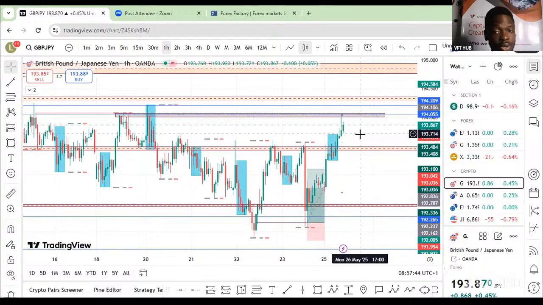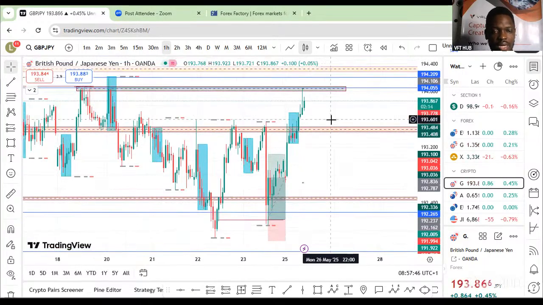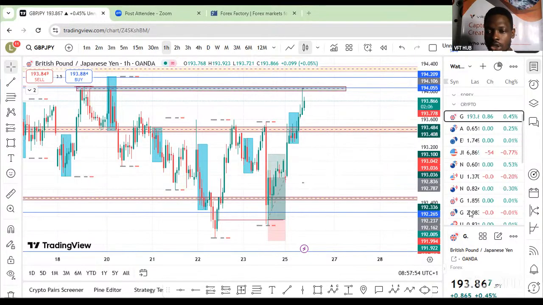All right, and knowing fully well that we are still expecting a sell of GBP JPY all the way to the downside. All right, so let's move now to AUD JPY.